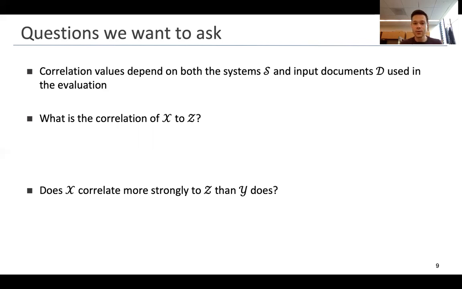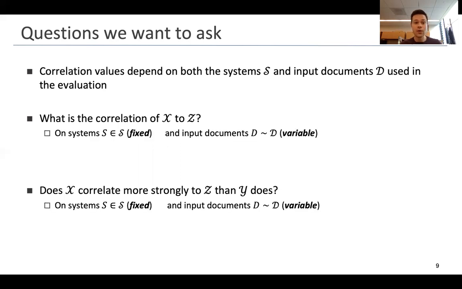But these questions are sort of ill-defined because we need to actually concretely say what assumptions we're making about the systems and the documents used for this evaluation. For example, we could assume that the set of systems is always constant, it's fixed, but there's some variability on the inputs.